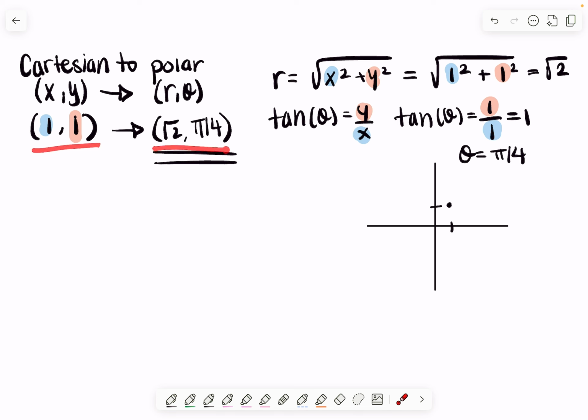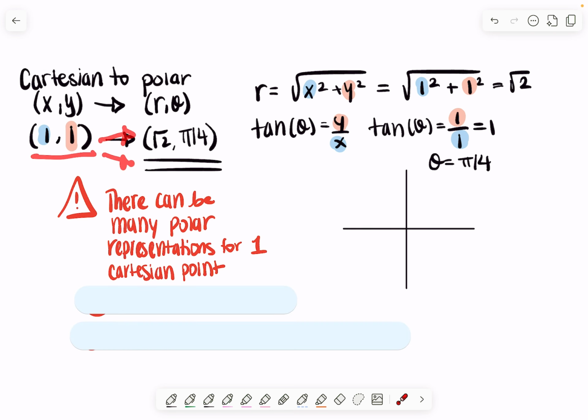These are the same points. It's just that here we describe the point as a Cartesian point, and here we describe the point as a polar point. Now, an important thing to note is that for every Cartesian point, there can be multiple polar representations or polar coordinates that represent that Cartesian point. So this is just one of them.